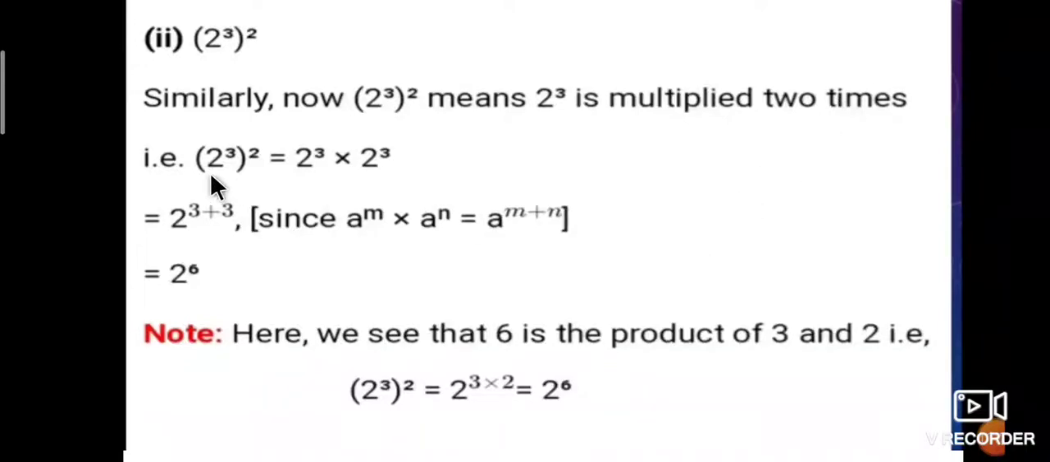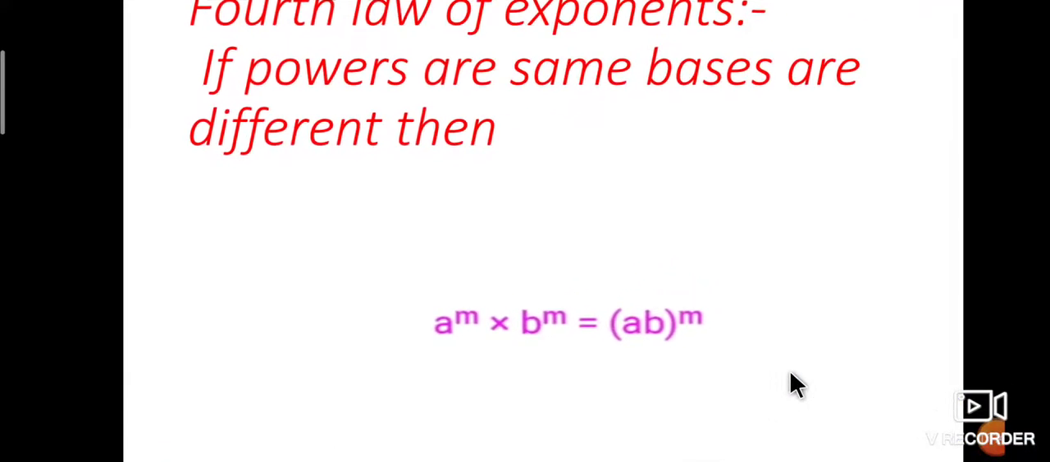Therefore, (2 to the power of 3) whole to the power of 2 is equal to 2 cube into 2 cube. That is equal to 2 to the power of 3 plus 3, because according to the first law, the bases are equal. Therefore 2 to the power of 6. Here we see that 6 is the product of 3 and 2, that is (2 to the power of 3) to the power of 2 is equal to 2 to the power of 3 into 2, that is equal to 2 to the power of 6.